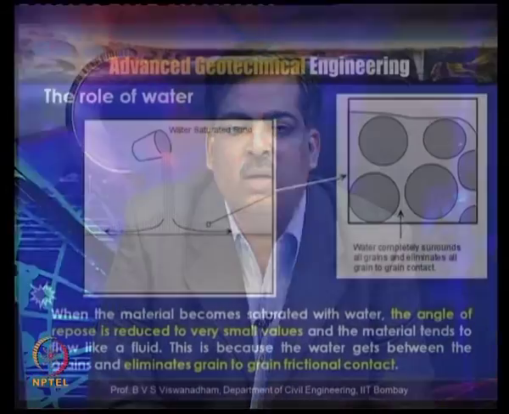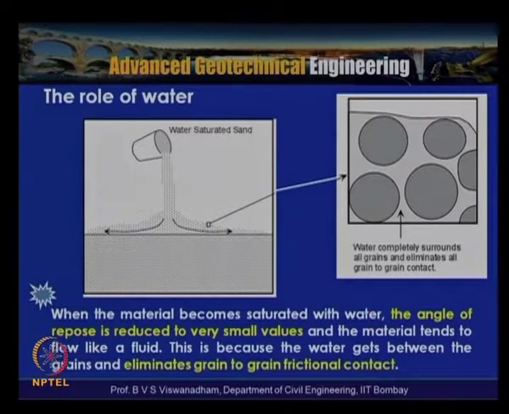And in addition to that, the surface tension that had accumulated, the films formed because of the solid air water interaction, get washed off. So, the role of water is explained here. When the material becomes saturated with water, the angle of repose is reduced to very small values, and the material tends to flow like a fluid. Here the grains float along with the water. This is because the water gets between the grains and eliminates the grain to grain frictional contact. So, almost like the grain to grain frictional contact comes to 0.